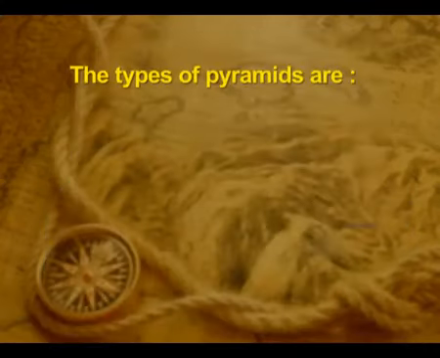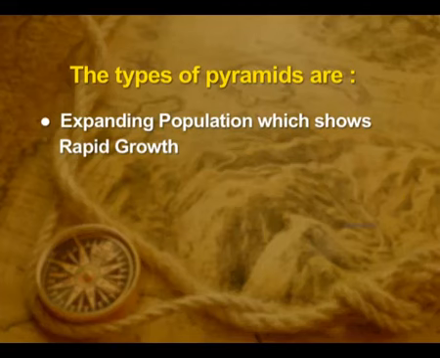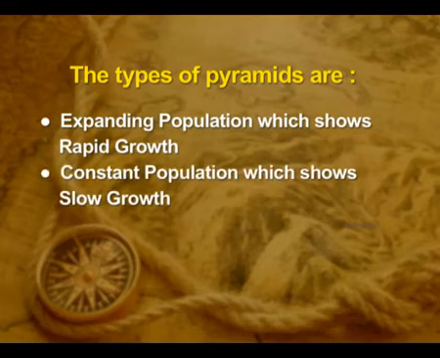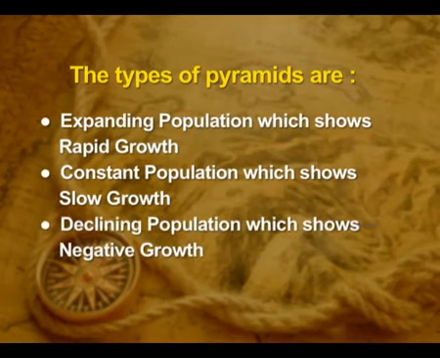Let us learn about the 3 types of population pyramids. The types of pyramids are expanding population, which shows rapid growth, constant population, which shows slow growth, and declining population, which shows negative growth.